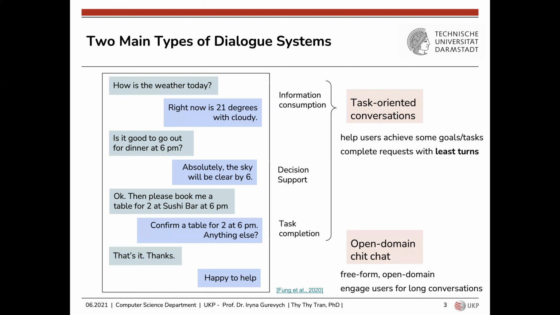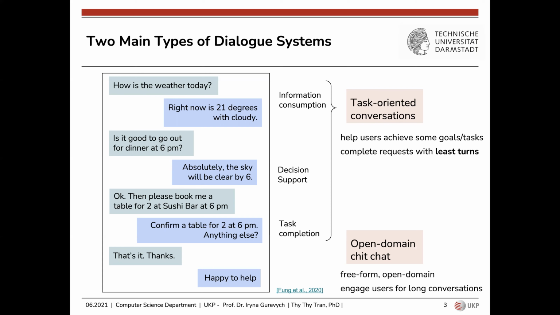First of all, there are two main types of dialogue system, conversational system: task-oriented dialogue system and open domain chatbots. The categories are divided mainly by their functionality. As named, task-oriented conversational agents help users achieve some goals or tasks. They aim to complete user requests with the least number of turns.